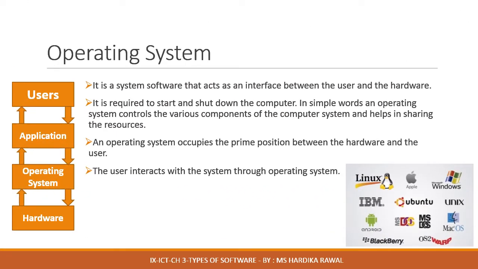Let's discuss about the operating system. It is a system software that acts as an interface between the user and the hardware. It is required to start and shut down the computer. In simple words, an operating system controls the various components of the computer system and also helps in sharing these resources. The operating system occupies the prime position between the hardware and the user as seen in the picture. The user interacts with the system through operating system.